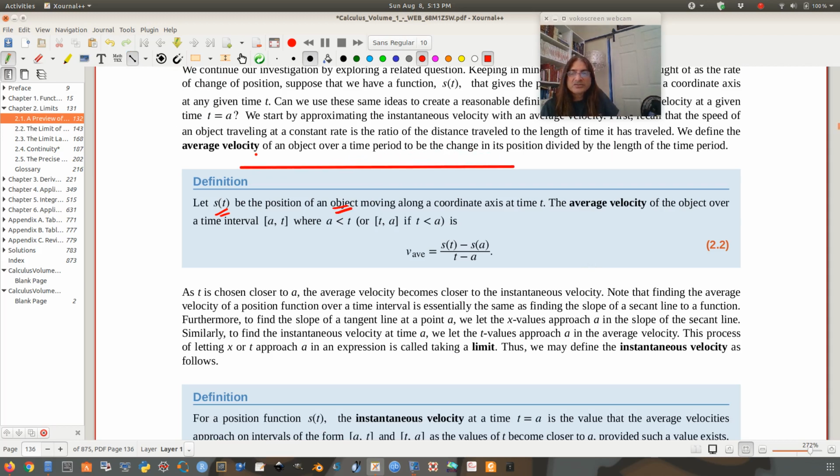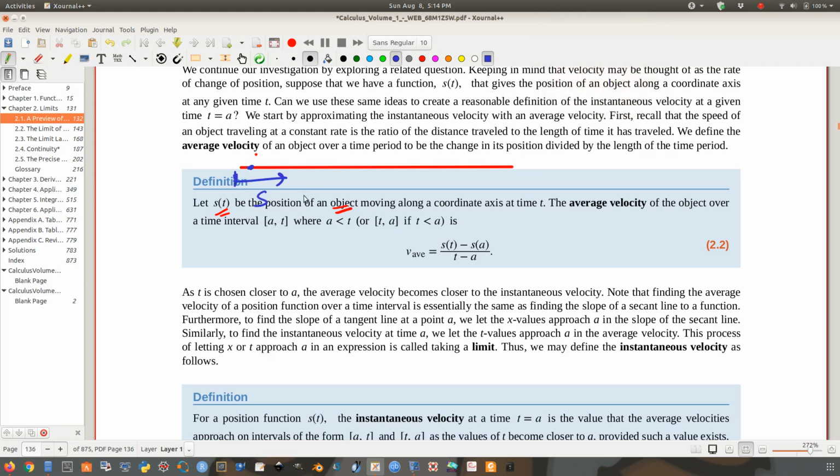Okay, so here is a straight line, and we are here at one point, so this is S here, and it's a function of time. So at different times our position is different. So S is a function of time where we are on this line.